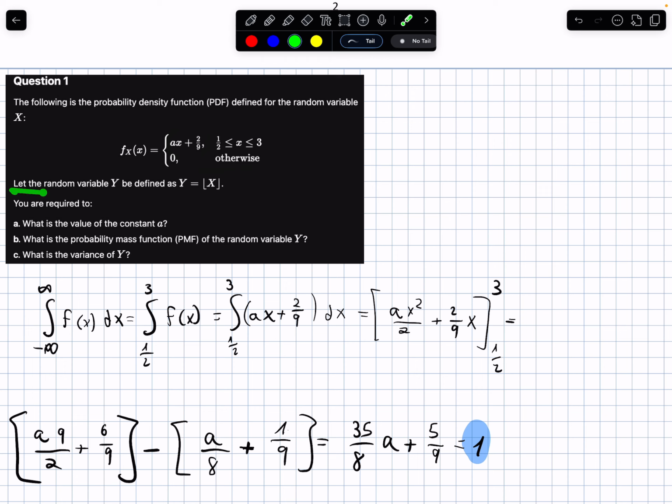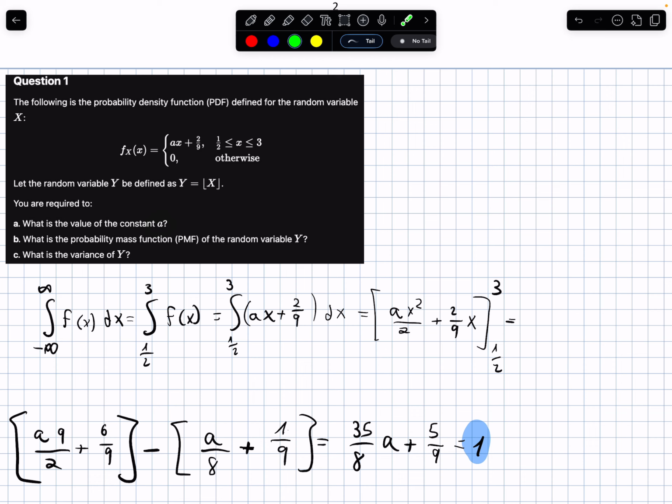Okay, we let a random variable y be defined as y equals the round down of x. So whatever x is, for example, if x is 1.9, y will be 1. Just to be clear, we are required to find the value of the constant a. So how are we going to solve it?